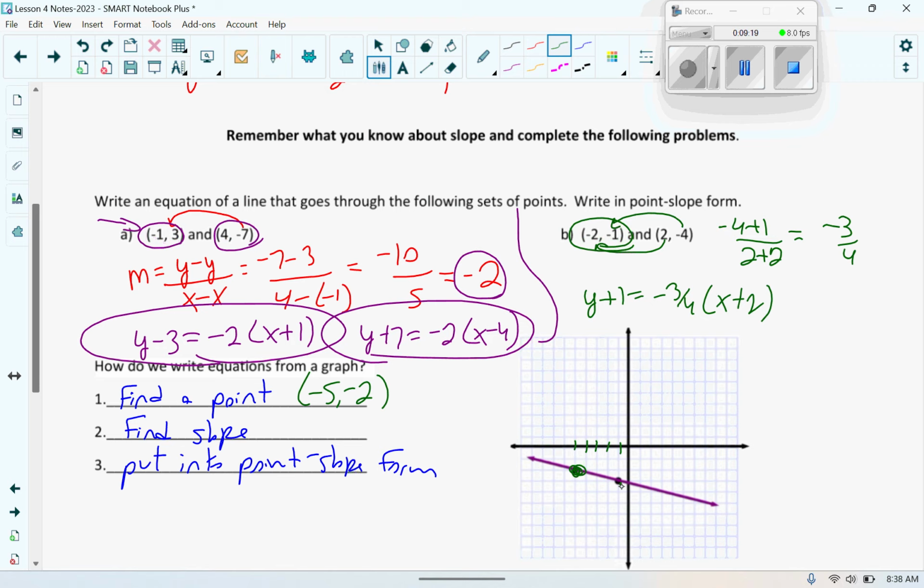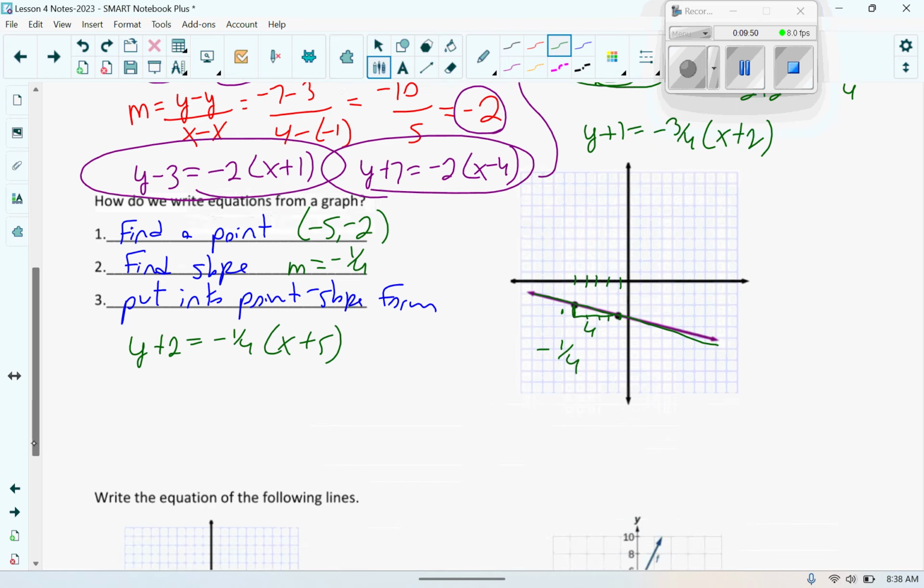And then we're going to find the slope. So the slope, I'm going to do rise over run. So I went down 1 and over 1, 2, 3, 4. Something else I noticed from the very get-go is that it is going to be a negative. So my slope is -1/4. Okay, so we have our two pieces, so I'm just going to put it into point slope form. So I'm going to say y plus 2 is equal to -1/4 x plus 5, like that.